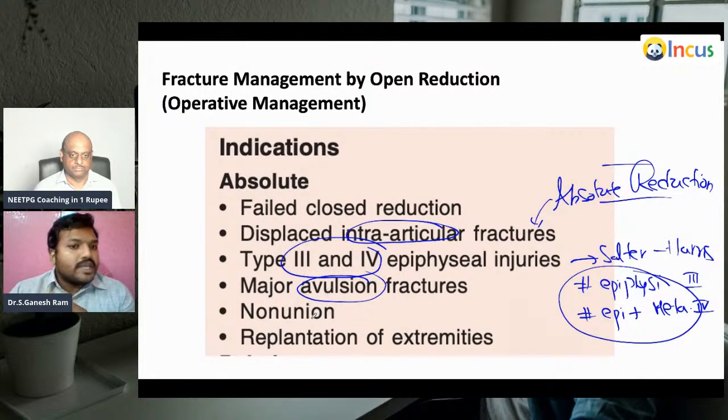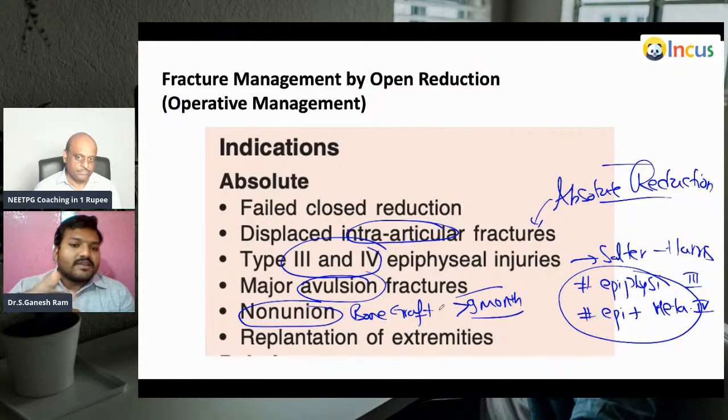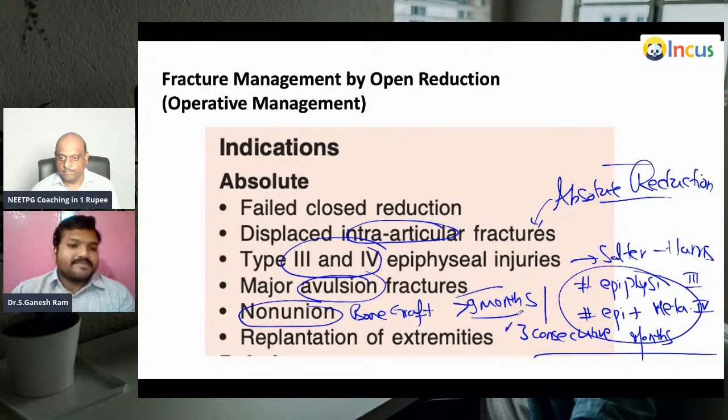And in case of non-union, we might need to put a bone graft. Non-union means more than 9 months with no signs of any fracture union. We have to put a bone graft for those cases. There are two definitions for non-union. That means more than 9 months with no signs of any union, or for 3 consecutive months there is no improvement in the union. That means the callus is formed, but it is not improving in the further consecutive months. Both these cases could be considered non-union.